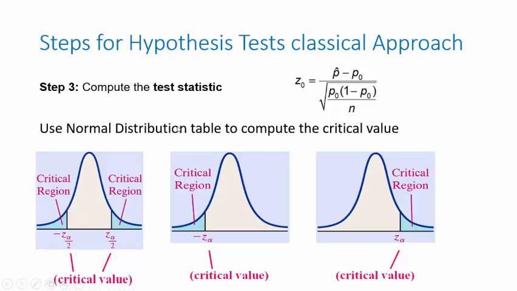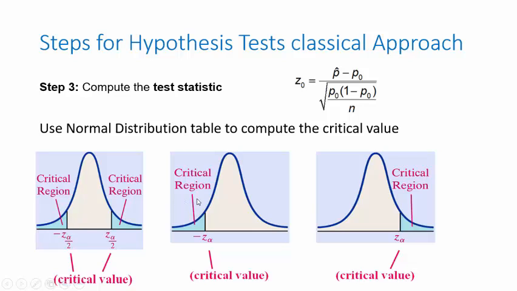For example, if you have a two-tailed test and your alpha is 10%, there are two tails, so 5% of the area would be here and the other 5% would be here, because it's alpha by 2. So z sub alpha by 2 means that alpha by 2 is the area over here, and similarly the same over here because of symmetry.